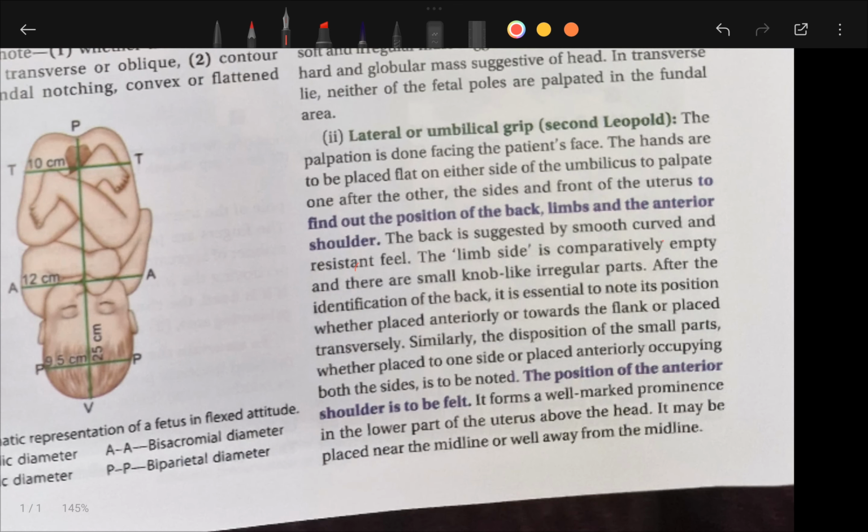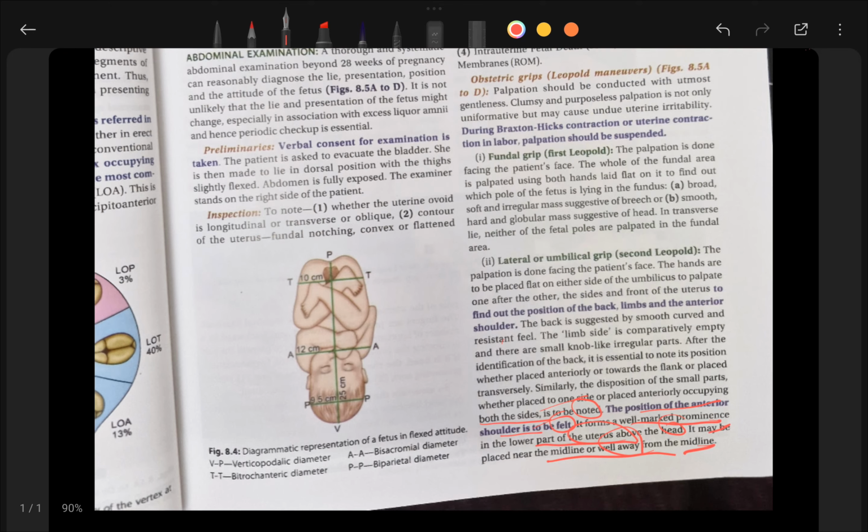After identification of the back, it is essential to note the position, whether it is placed anteriorly towards the flank or placed transversely. Similarly, note the disposition of the small parts, whether they are placed on one side or anteriorly, occupying both sides. The position of the anterior shoulder should also be felt. It forms a well-marked prominence in the lower part of the uterus above the head, which may be placed near the midline or well away from the midline.